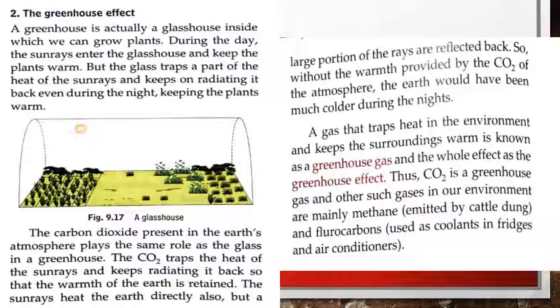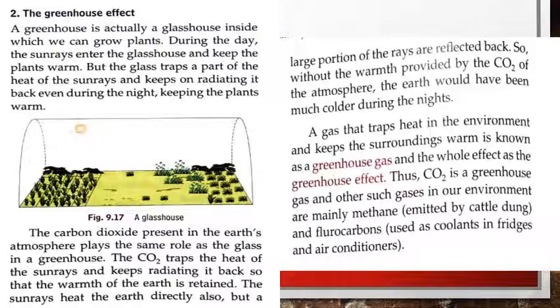The carbon dioxide present in the Earth's atmosphere plays the same role as the glass in a greenhouse. The carbon dioxide traps the heat of the sun rays and keeps radiating it back so that the warmth of the earth is retained. The sun rays heat the earth directly also, but a large portion of the rays are reflected back.